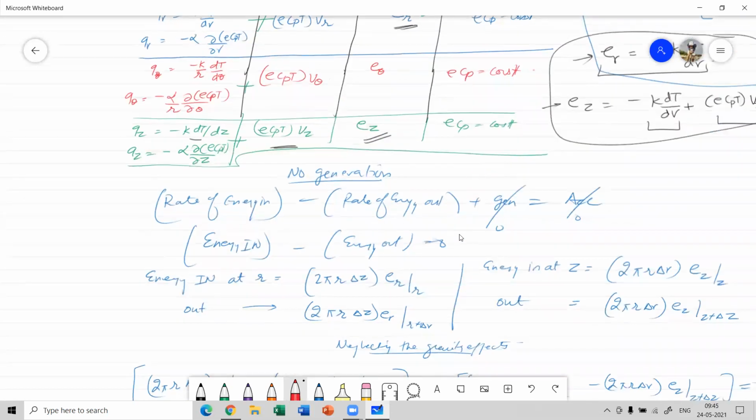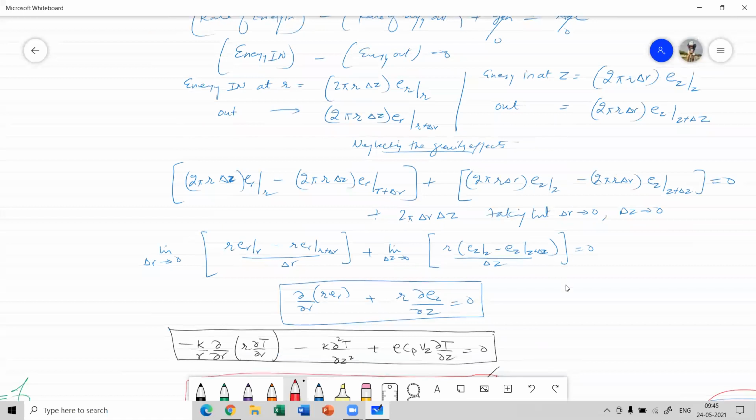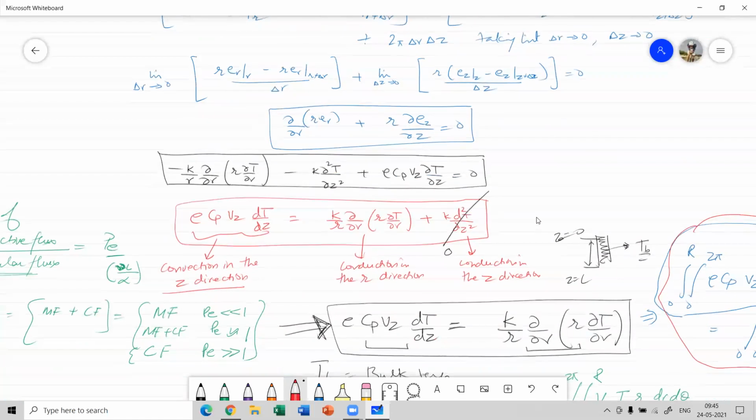Then we derived this relation that rate of energy in minus energy out plus generation is equal to accumulation. There was no generation, and under steady state accumulation is 0. So we determined the profile, that is this equation. Now this was the part of the convection in the z direction, this is the conduction in the radial direction, and this is the conduction in the z direction.